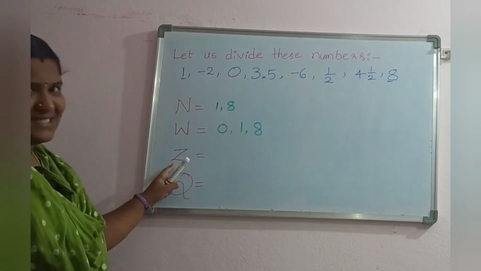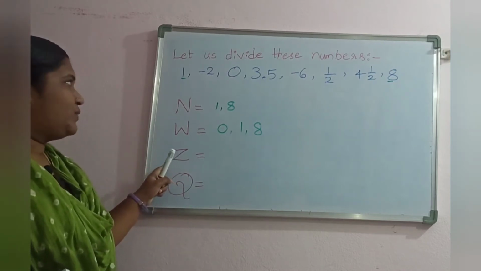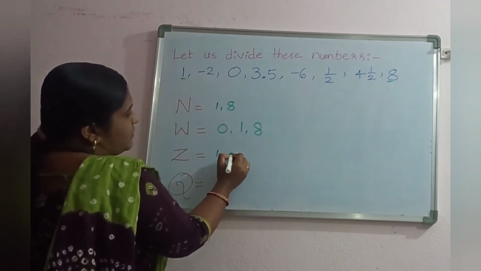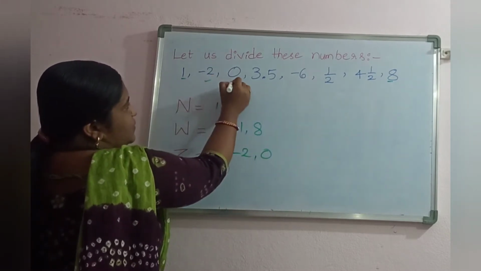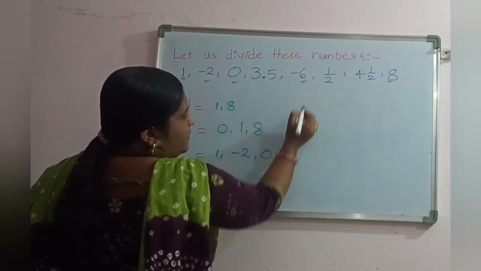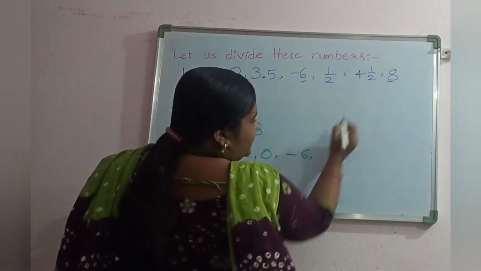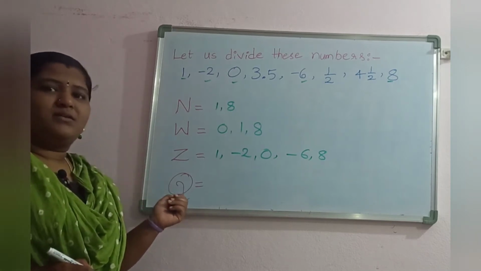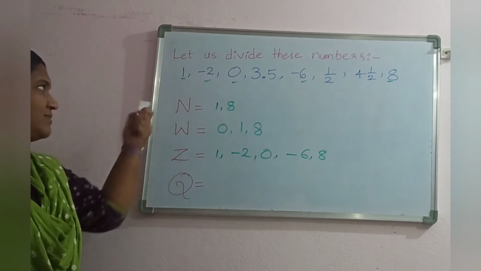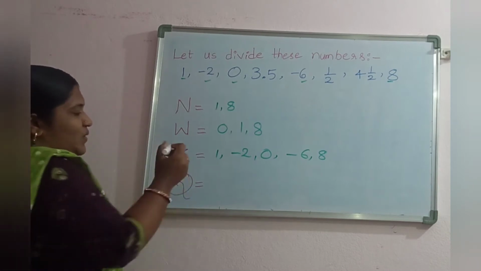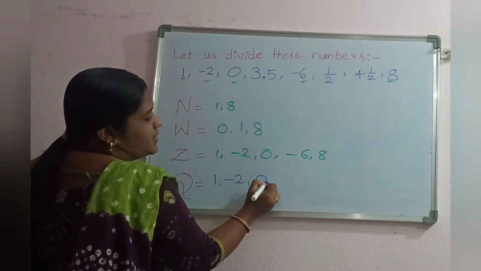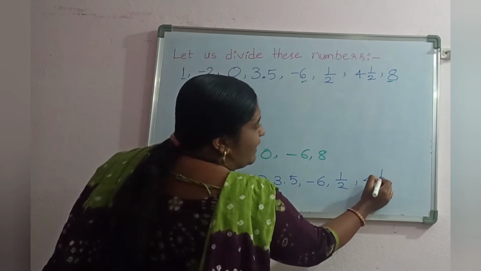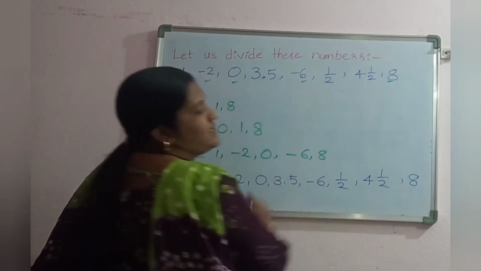And next, Z, integers. Integers stand for, we know, minus numbers and plus numbers. So 1, -2, 0, -6 and 8. These are integers. Then what stands for rational numbers? Q. Look at this. I'll write 1, -2, 0, 3.5, -6, 1/2, 4.5, and finally 8.